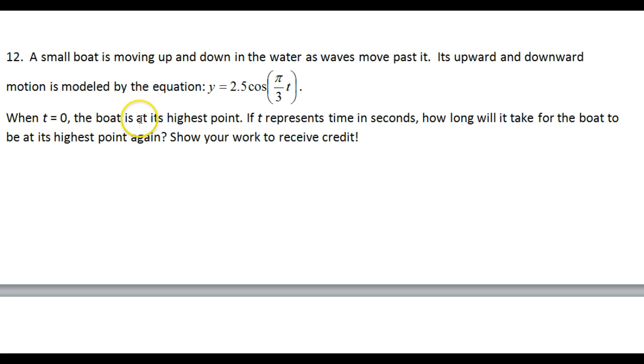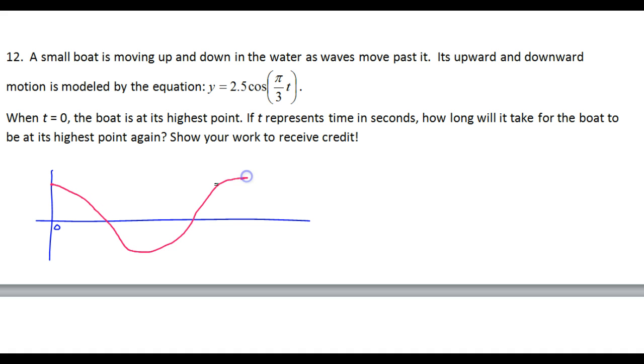When t equals 0, the boat is at its highest point. T represents time in seconds. How long will it take for the boat to be at its highest point again? Well, this is fairly simple. If this is a rough sketch of the height of the boat, and we're starting here at 0, then we're told that the boat starts off at its highest point. So that's going to be the highest point of the boat, and then it's going to go down and back up again.